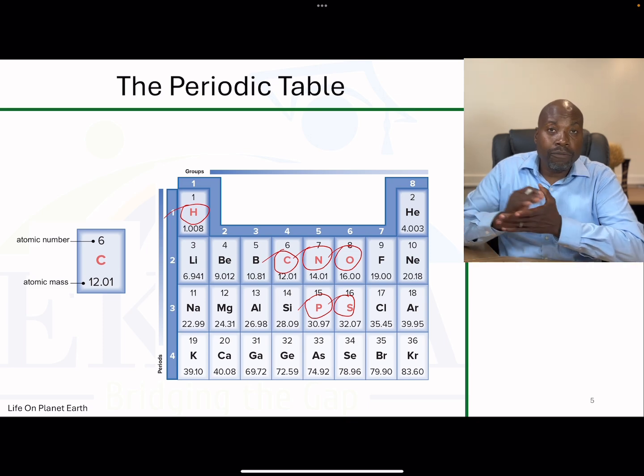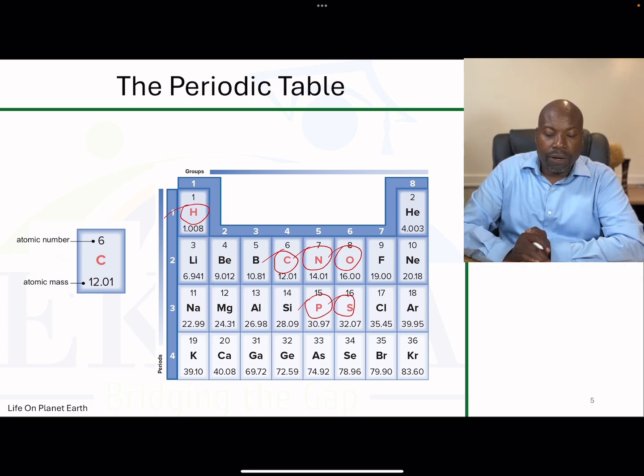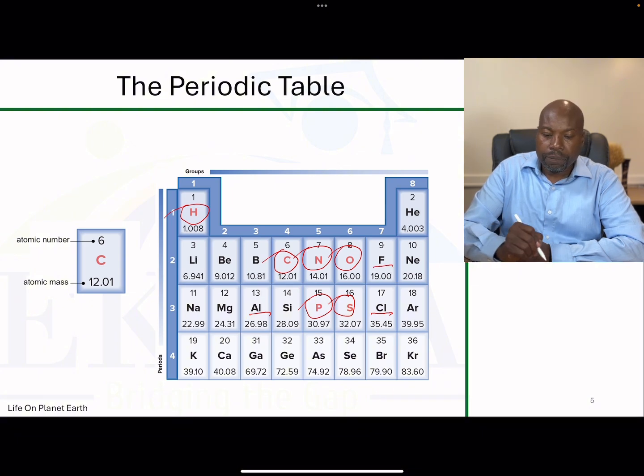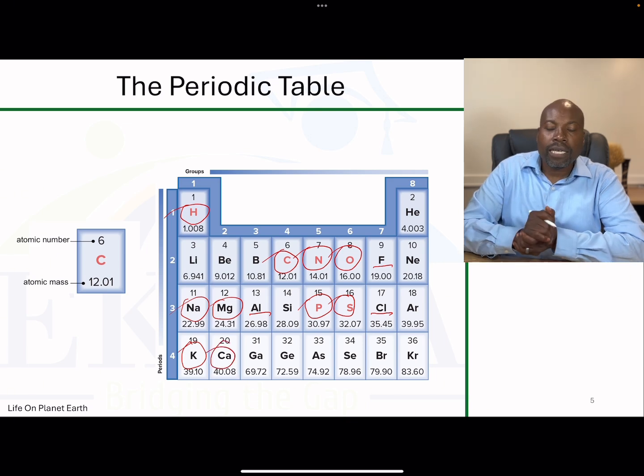But you also have many other elements here, including aluminum, chloride, fluorine. What else can I mention? Magnesium, sodium, potassium, calcium, to name only these few elements.